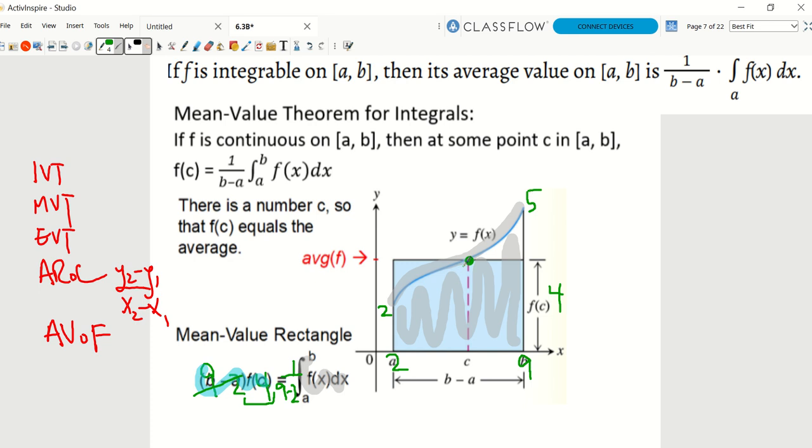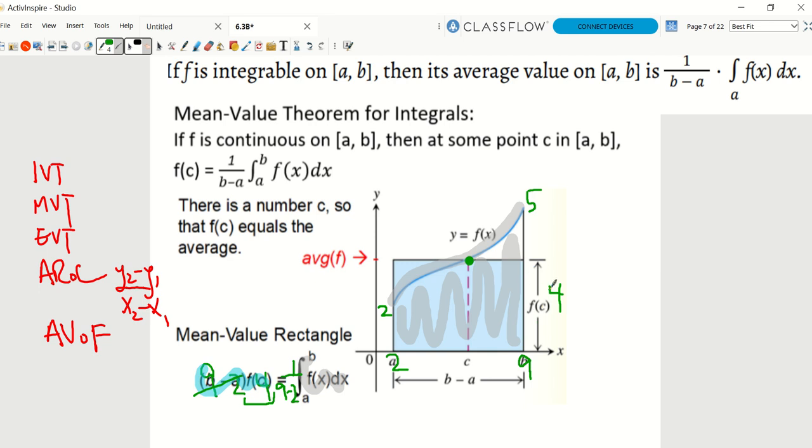However, when you say the average value of a function, you do not simply do 2 plus 5, divide that by 2. That's conversationally what you would do. Calculus-wise, you would need to do this thing right here, okay? Which in this case, you would find the area of the gray, okay, and multiply it by 1 over 9 minus 2, which would give you the y coordinate, which is 4, okay?